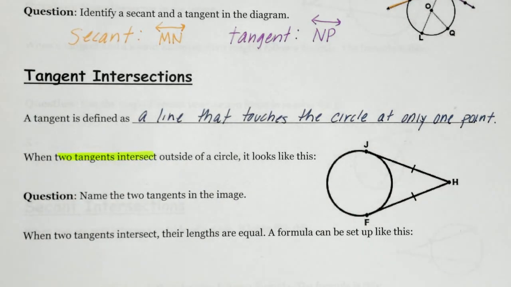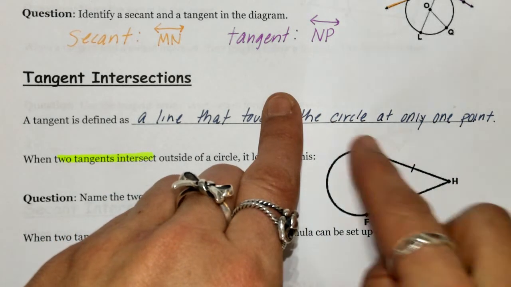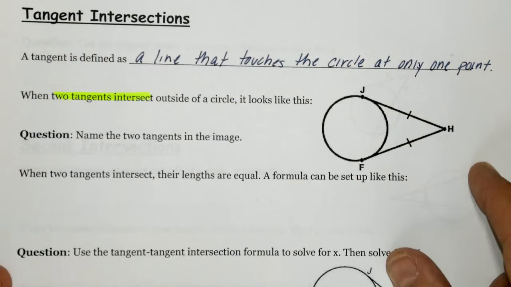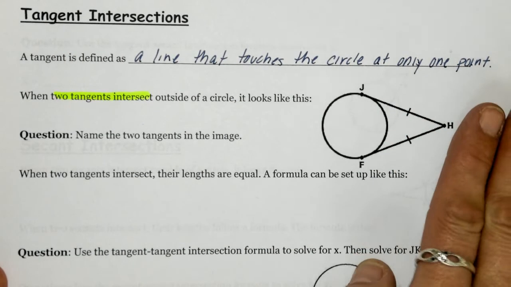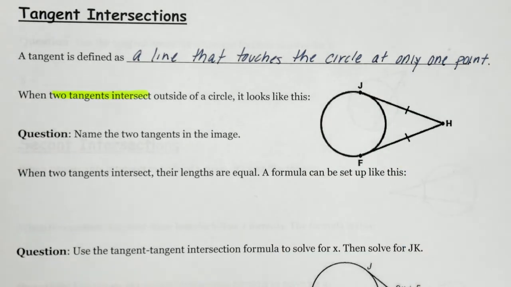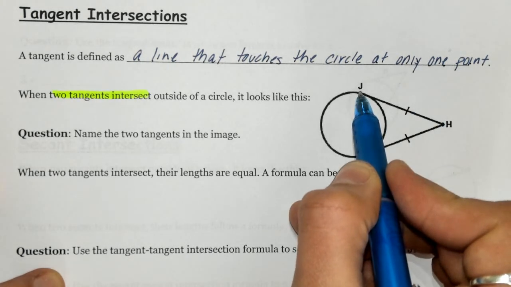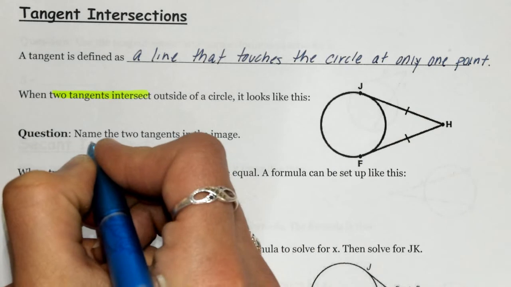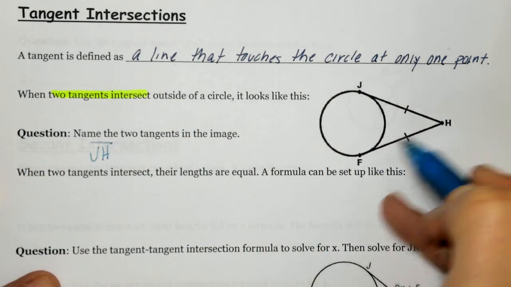Now we talked about tangents being lines. These are actually segments, but we have to have segments so we can have measurements on this one. If they kept going, we'd have lines like this, and these two would intersect right here. What is happening with these two tangents is they are intersecting at point H. We just cut them off to make them segments. We didn't keep them going forever and ever. So we're going to name the two tangents in this diagram. They are going to be segments on this one, so we're going to put segment JH right here and segment FH.